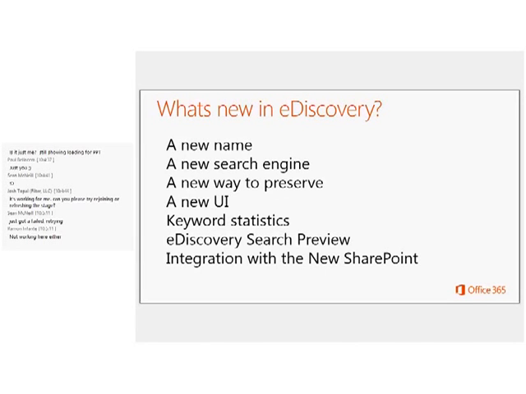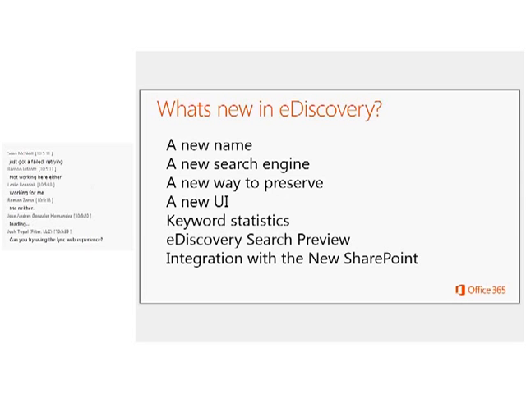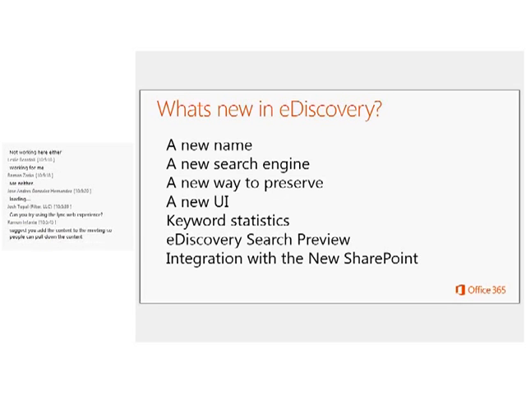Okay, here we would see what's new in eDiscovery. We know that we had eDiscovery there. So let's see what new things we have in eDiscovery. First of all, we have a new name. Before, as I said earlier, it was called multi-mailbox search, but now it's called in-place eDiscovery. Second, we have a new search engine.